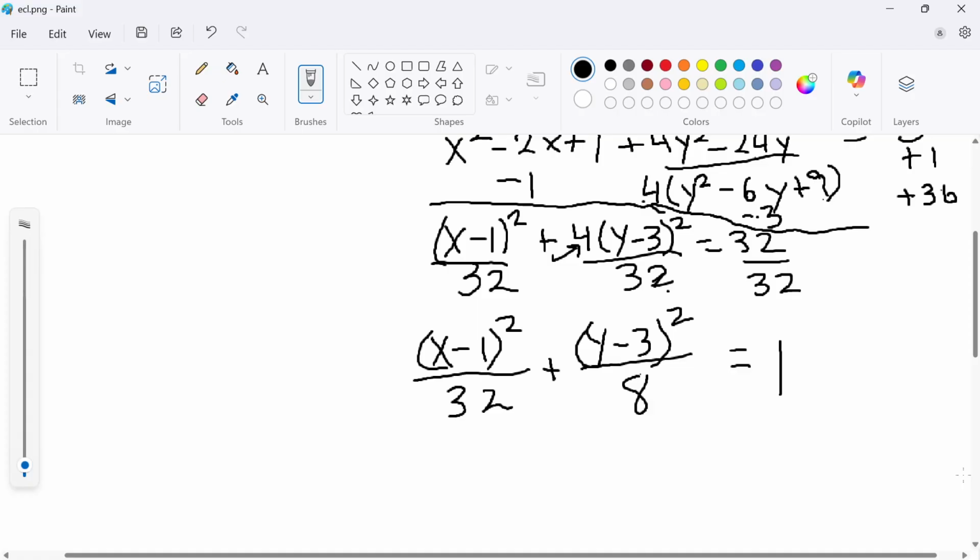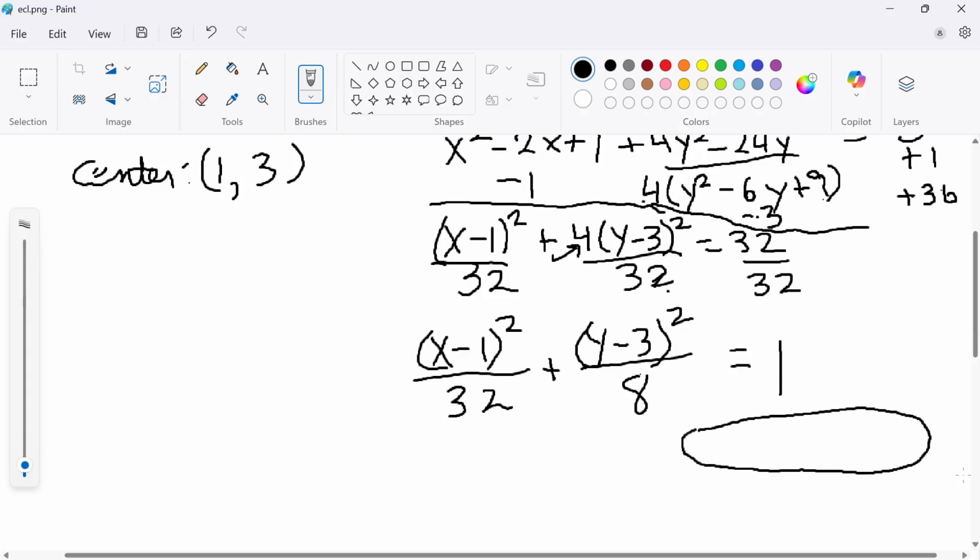Now it wants the center. Center, x minus h squared, so it's 1 comma y minus k squared, 3. That's the center. Now notice what's under x is bigger. That means this is a horizontal ellipse. That means, here's the center at 1, 3.